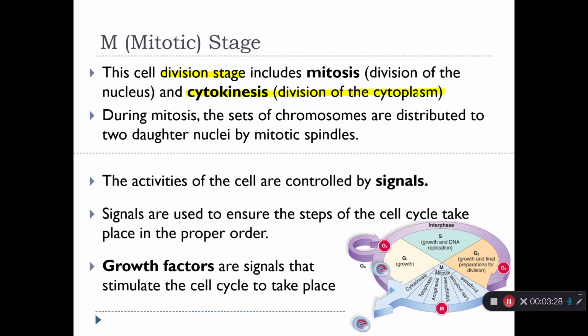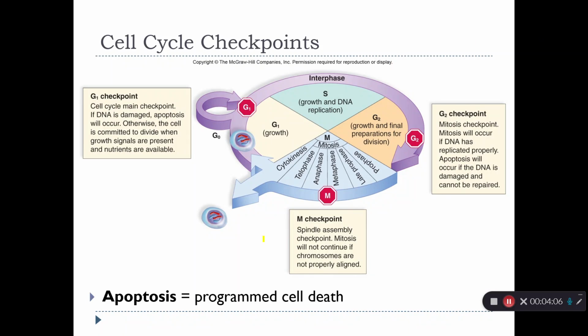The activities of the cell are controlled by its checkpoints or signals. When we really get into this, it is so interesting to think about how your cell pauses and checks to make sure it's dividing correctly. Signals are used to ensure the steps of the cell cycle take place in the proper order. And then there are growth factors, or signals that stimulate the cell cycle to take place. Think about when you cut your skin, it's going to grow back and fix itself. You break a bone, it's going to grow and fix itself.